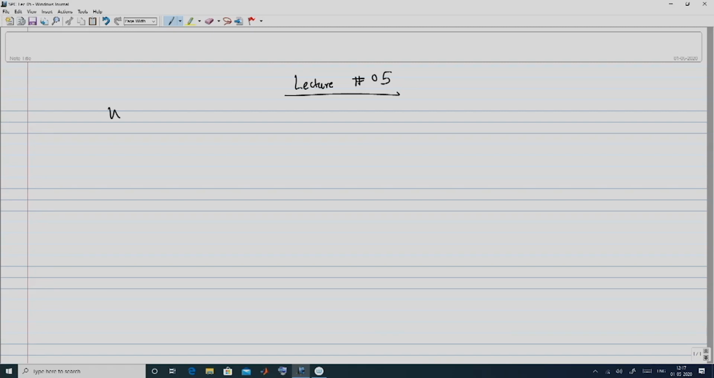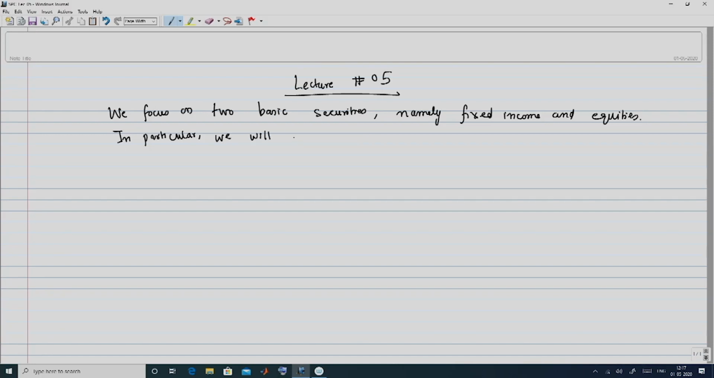So, as I said, in today's class we focus on two basic securities, namely fixed income and equities, and in particular we will look at bonds and stocks respectively. So, let me first start off with a discussion on bonds.